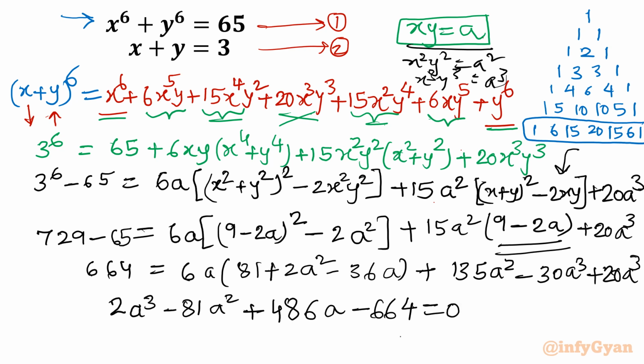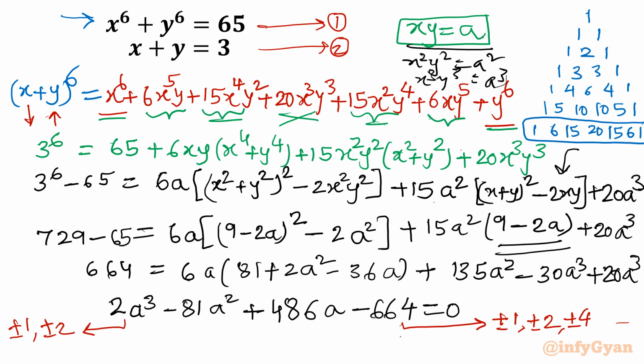Now I will use the rational root theorem. We know that we find the factors of the constant coefficient term. If you start writing, plus minus 1, plus minus 2, plus minus 4, and so on. The leading term coefficient, plus minus 1 and plus minus 2. Then we will divide the constant coefficient by the leading term coefficient. We will find the eligible roots of this cubic equation.